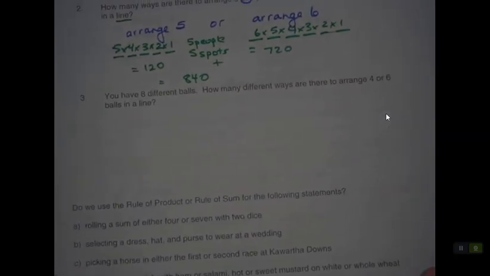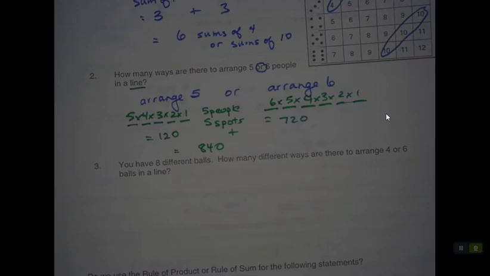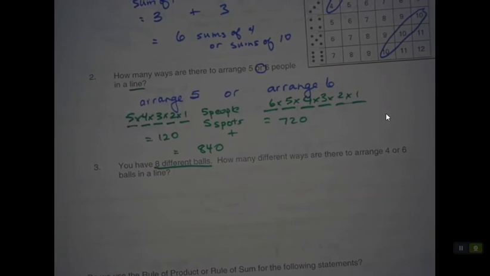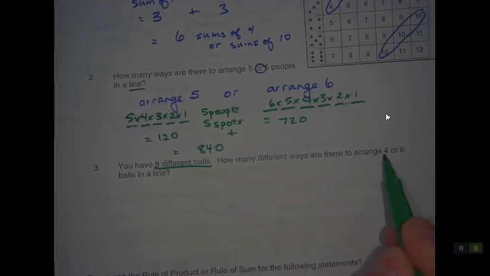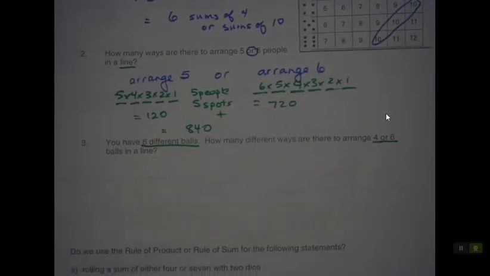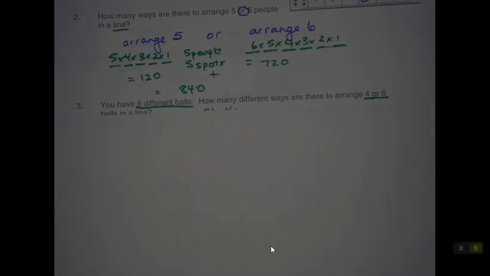So what I would like you to do is, using the same thinking that you did for question 2, what would be the answer for question 3? And here I have 8 different balls, and I want to arrange into groups of 4 or 6 in a line. So what I'm going to do is I'm going to hit pause. I want you to try some of the thinking, and then we'll come back. So hit pause, give it a go.